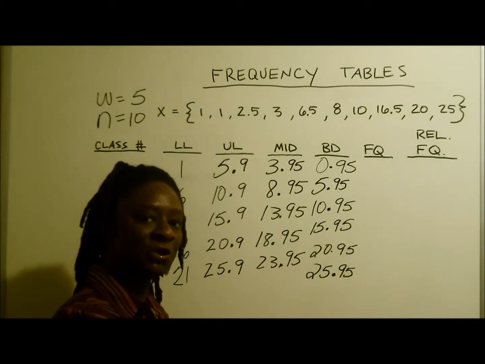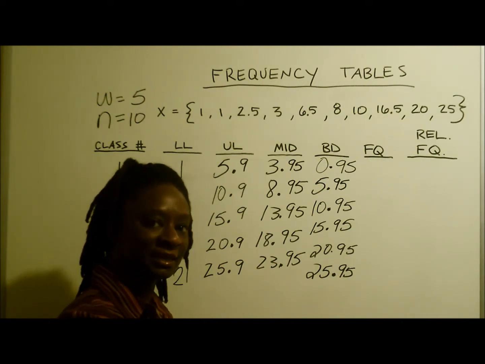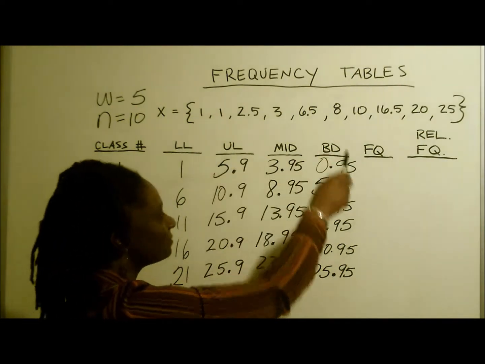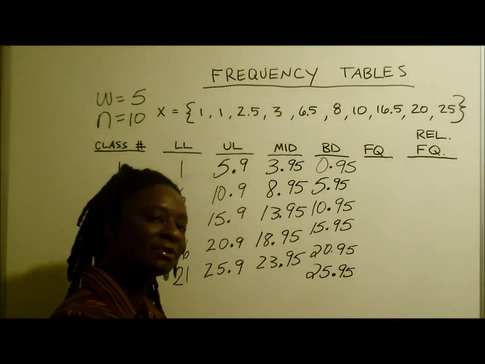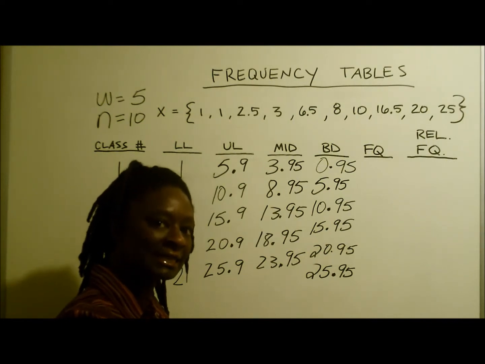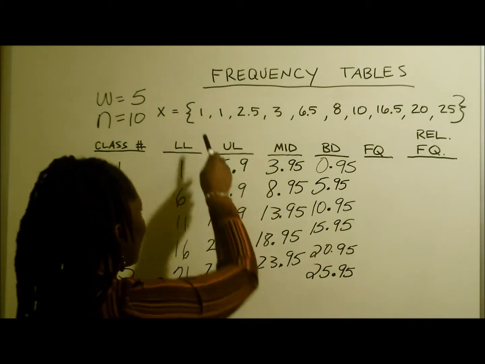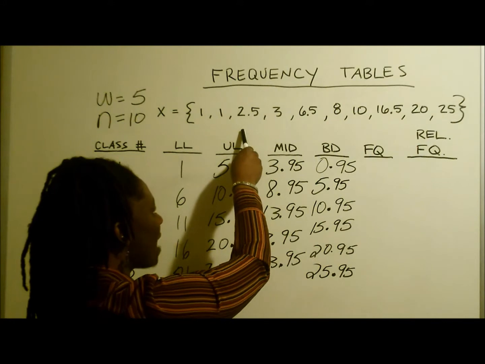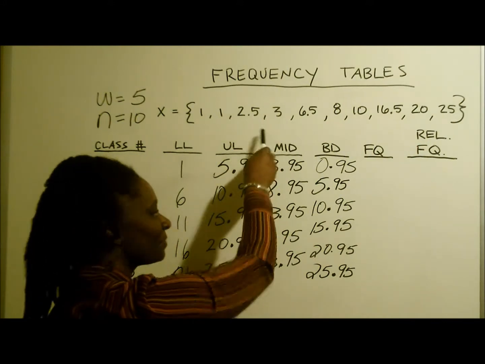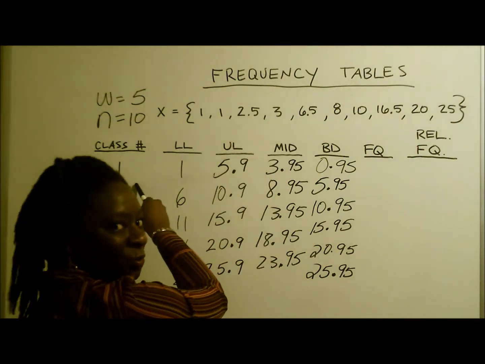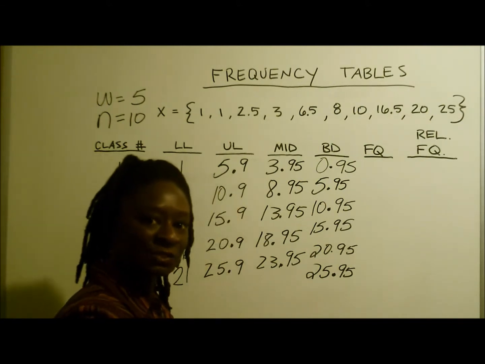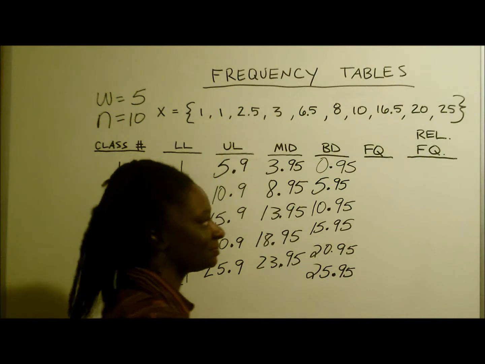The next thing I'm going to show you is how to get our regular frequency. All we have to do is go back to our data and see how many times a number falls within our class limits. So let's take a look. We have 1 mile, a mile again, 2.5 miles, and 3 miles. These all fall in class 1, between 1 and 5.9. So class 1 has a frequency of 4.